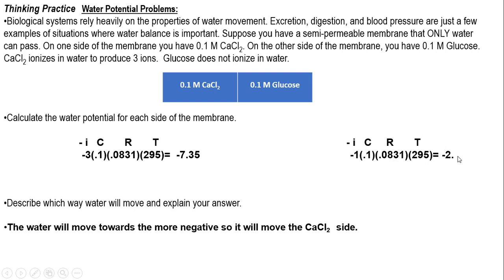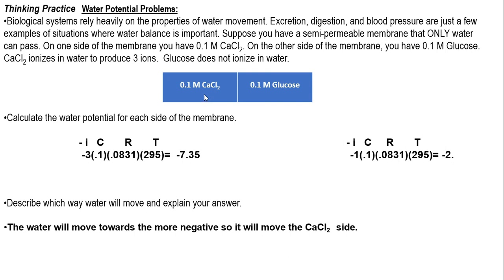But here's the deal. The water is going to move towards the more negative solution. So you're going to see a net movement of water from the 0.1 molar glucose to the 0.1 molar calcium chloride. And that movement will occur until both sides have reached equilibrium. Water always goes from the less negative to the more negative number. Remember, on a number line, 0 is larger than negative 1. Negative 1 is larger than negative 5. So water is always going to go down the gradient from the higher number to the lower number.